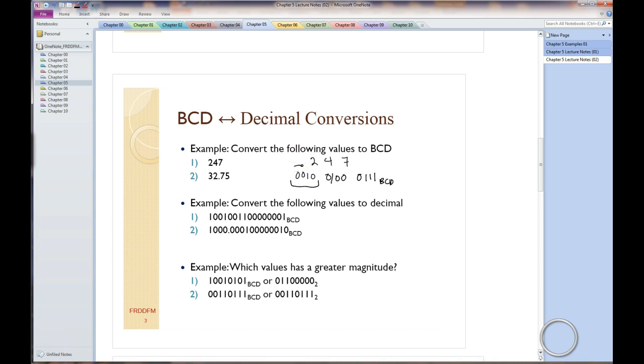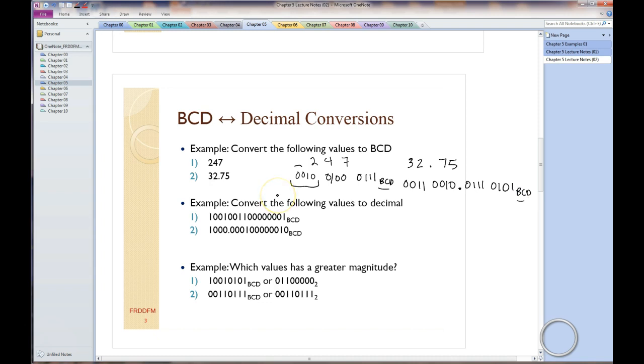So 32.75, same approach here. The decimal point is not really part of the number, but we'll retain it anyway. So it's 0011 for the 3, 0010 for the 2. We'll drop a decimal point down there, then 0111 for the 7, and 0101 for the 5. There's my decimal to BCD conversion, groups of 4, and I included the BCD subscript to officially describe what those numbers are.